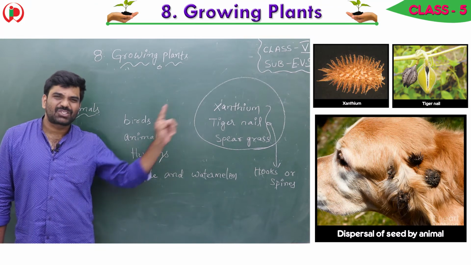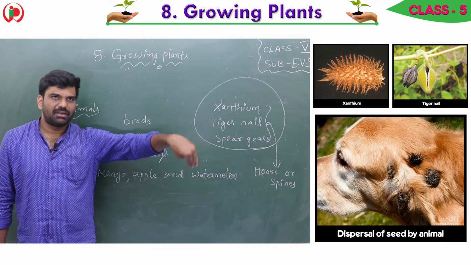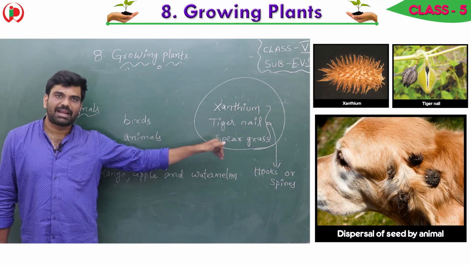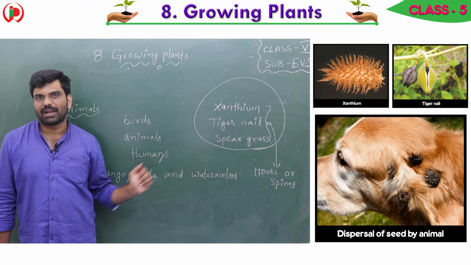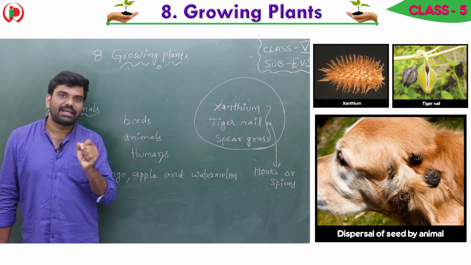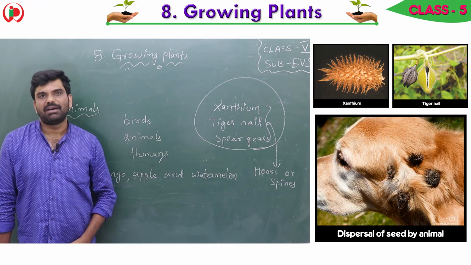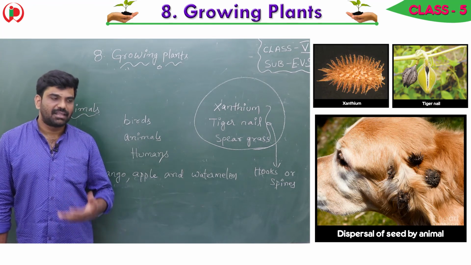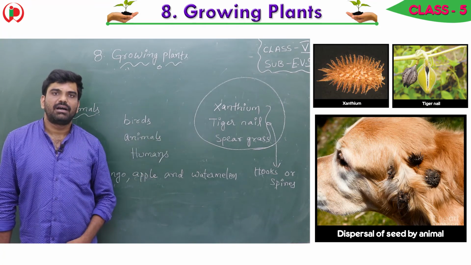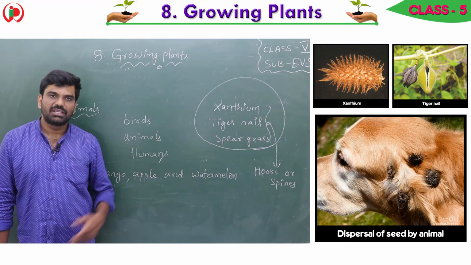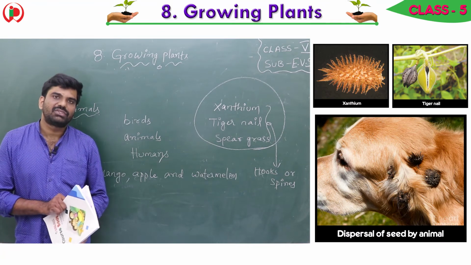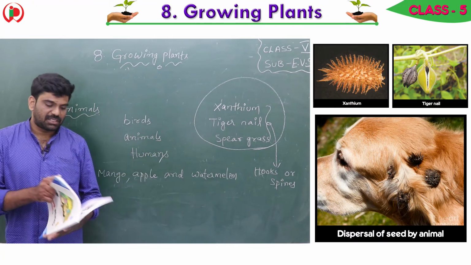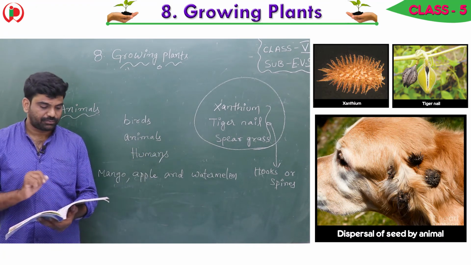When an animal tries to eat this, or goes near this plant, these hooks or spines stick to the animal's hair or even to the clothes of human beings. Thus, they go to far off places. So this is how humans and animals help in dispersal. One more is also there, children.